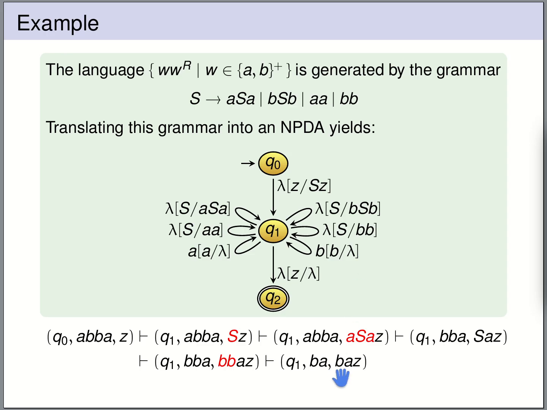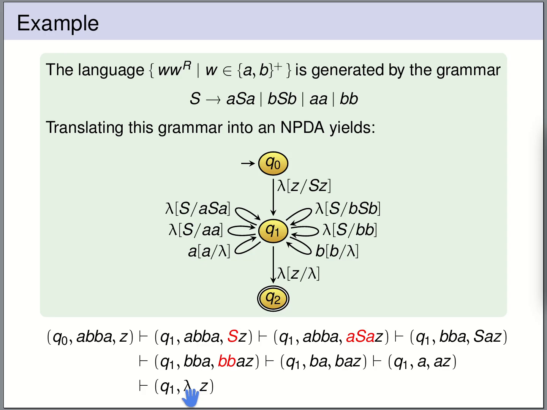Now we have the same again, a B in the input and a B on top of the stack. So we again use this transition, removing the B from the top of the stack. Now we have an A on the input and an A on top of the stack. So we again use this transition, removing the A from input and stack.